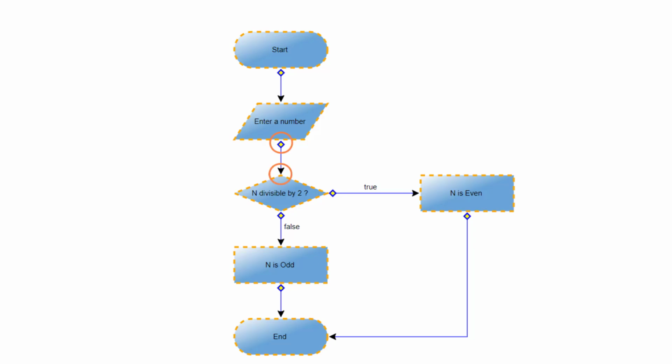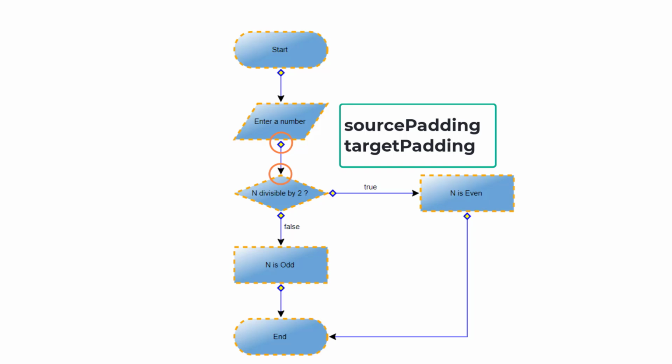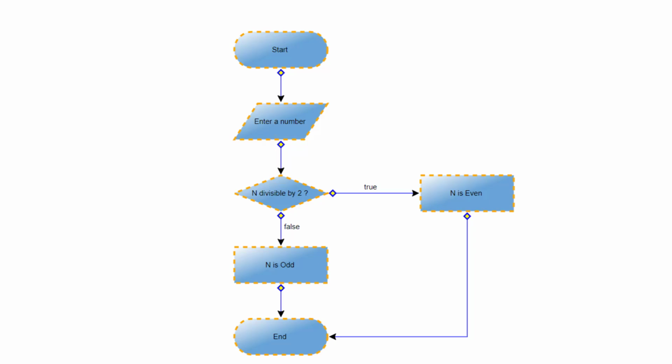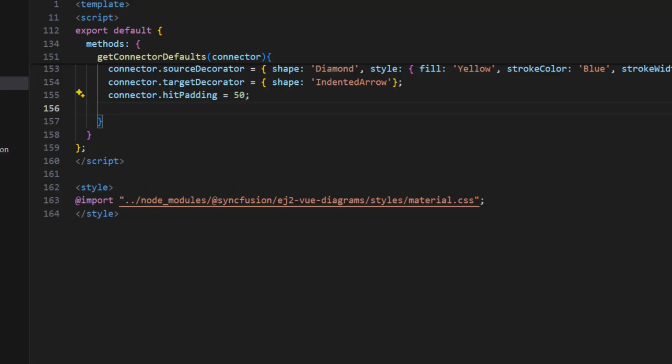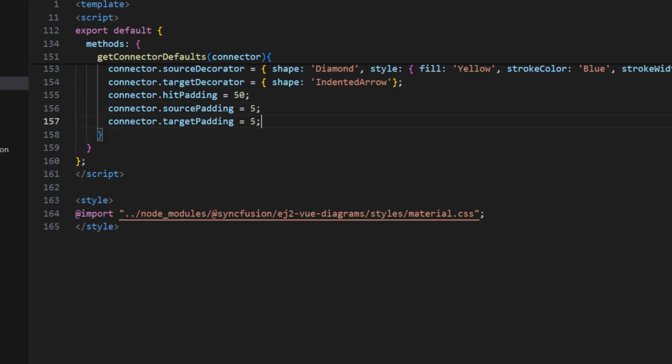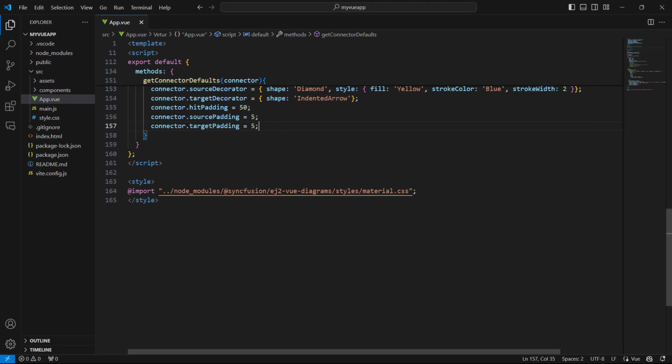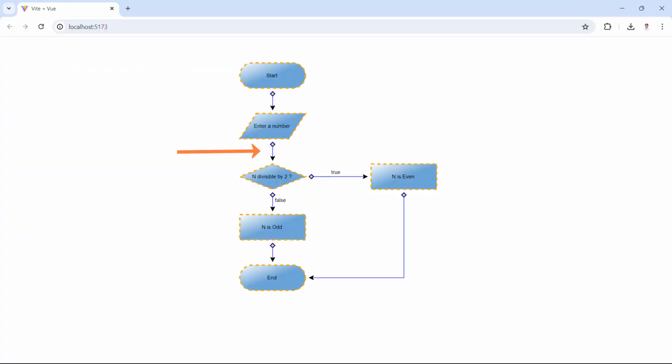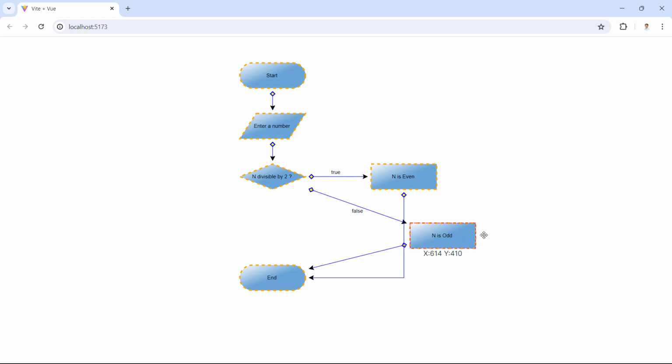By default, the connector's endpoints are in contact with the nodes they connect. If you want to add space between the connector endpoints and the nodes, use the padding properties. To demonstrate, I set the connector's source padding and target padding properties to 5 pixels. Looking at the connectors, they render with the defined padding styles. Next, I will show you how to bridge when two connectors cross.